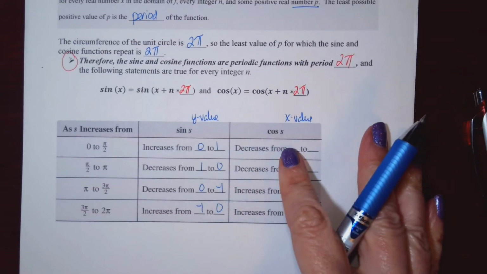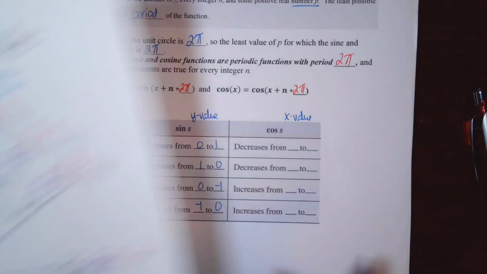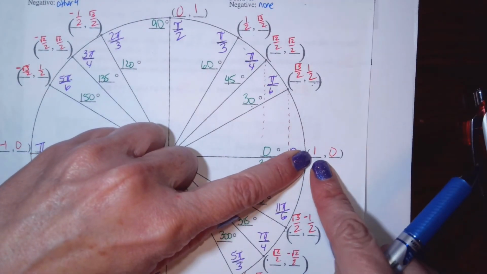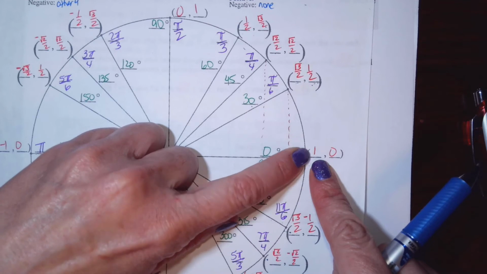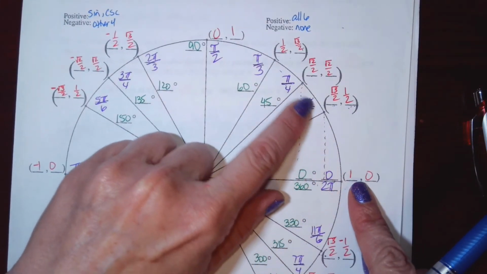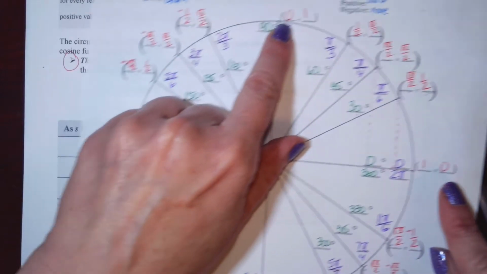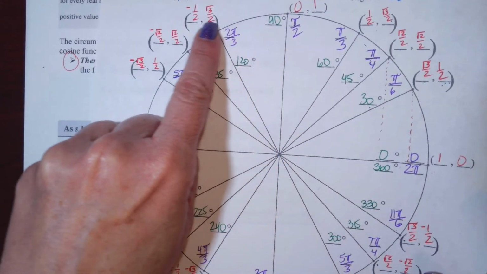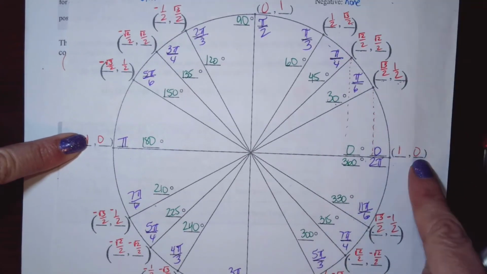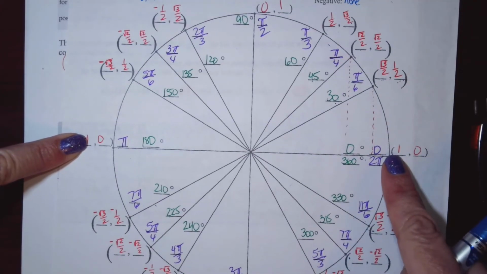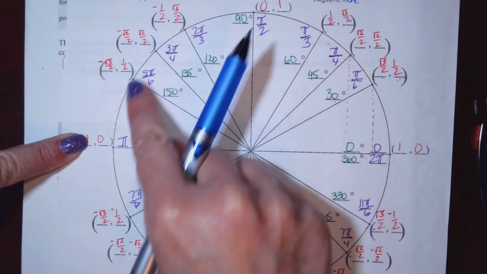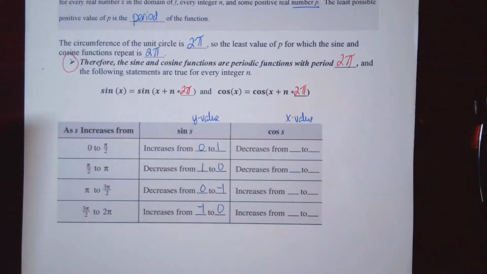What about cosine? When I start in my first quadrant, now we're looking at the x-coordinates. Cosine is at 1, and this is the largest value for the range of my cosine function. Cosine goes from 1, it decreases to 0, and then in quadrant 2 it continues to decrease to -1. So from 0 to pi, cosine is decreasing from 1 to 0 to -1. Let's fill those two in.